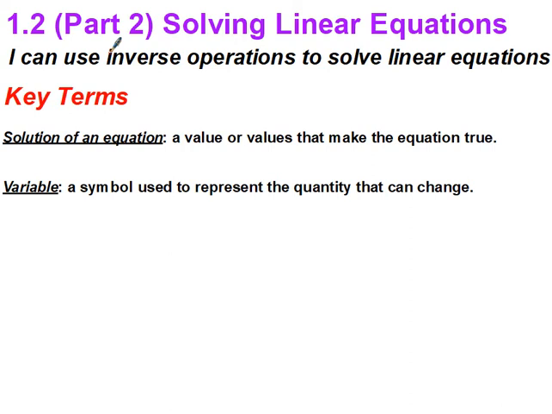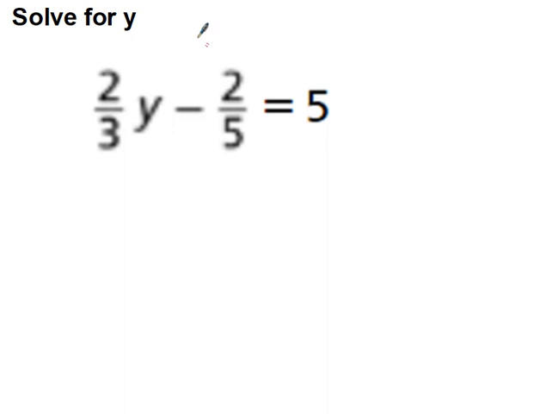We're going to talk about more equations. So this is part 2 of 1.2. Key terms: solution of an equation, variable. These are all review key terms, but get the definitions down, please. And we're just going to move on past it and get to some examples.